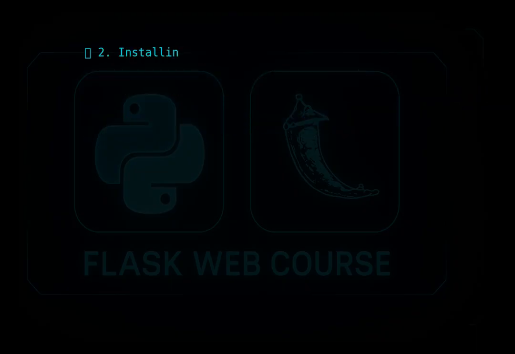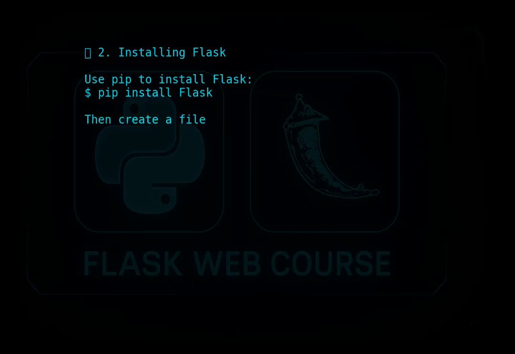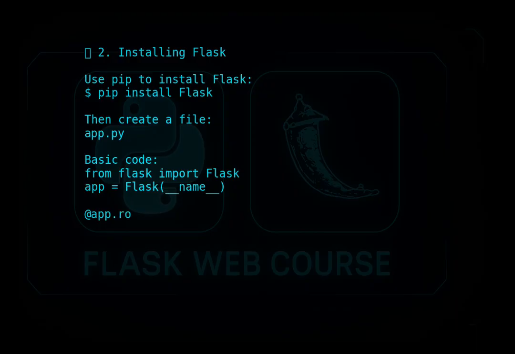To get started, install Flask using pip. Then create a basic app file called app.py. Inside it, you import Flask, create an app object, and define your first route. This route will return a message like "Hello Flask" when visited in the browser.